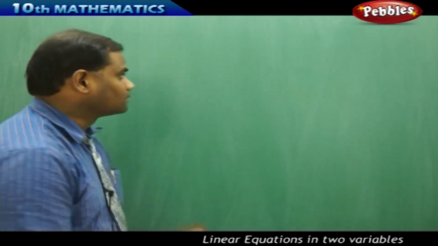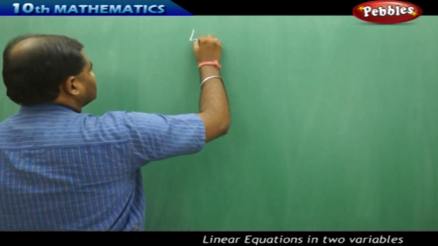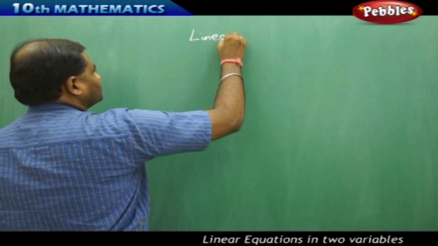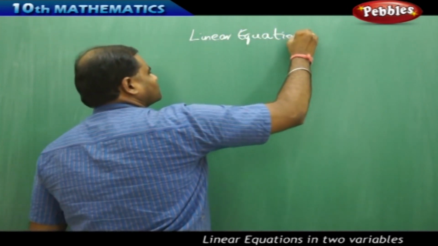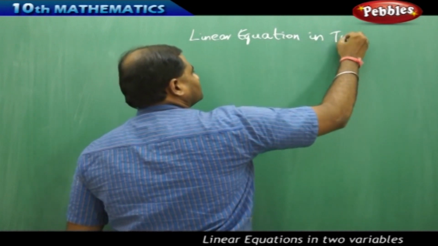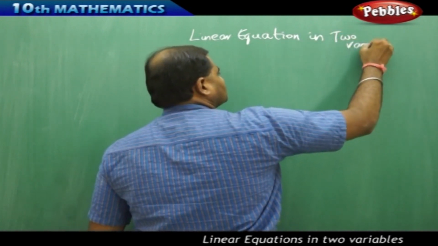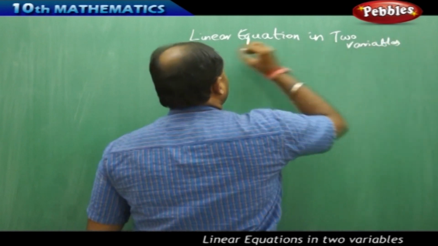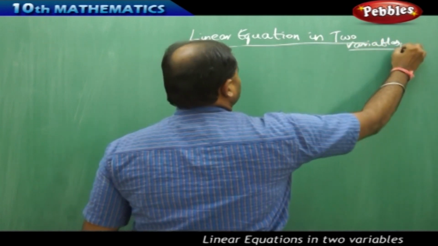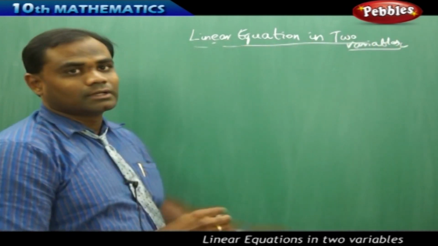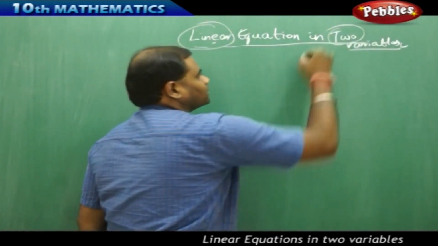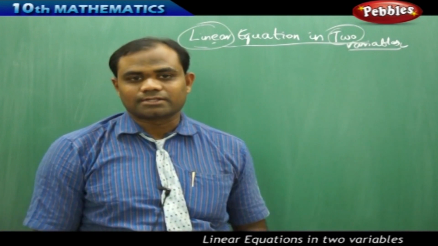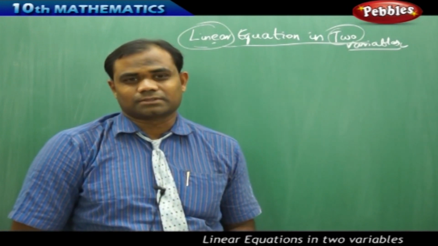Say for example, I take, initially, the heading linear equation in two variables. The condition here is that the equation must be linear and must consist of two variables, is what is defined as a linear equation in two variables.